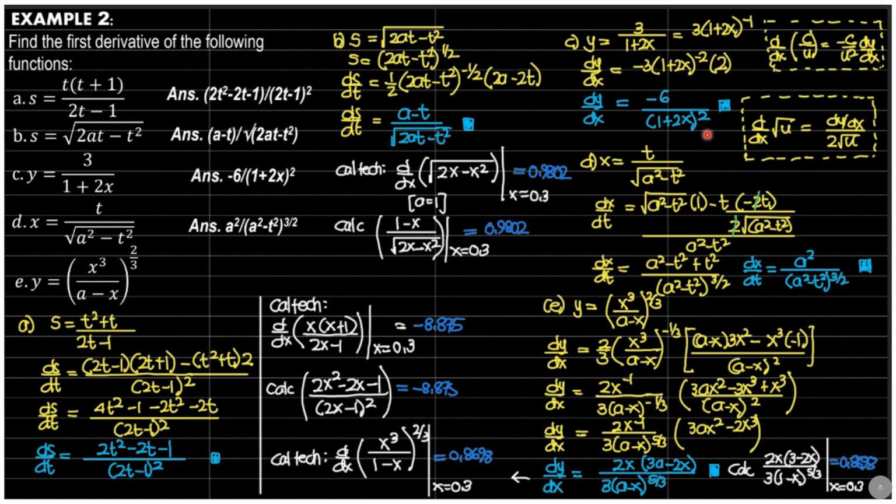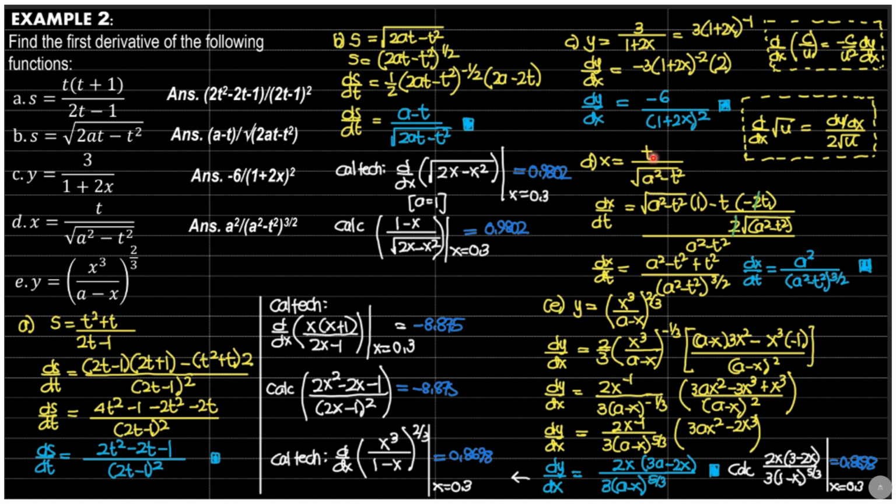Then we have over 1 plus 2x quantity squared. This is the guide for square root of u. Letter D, x is t over square root of a squared minus t squared. This time, I'll just present the proper solution, the conventional solution for the calculator technique. We have examples for calculator techniques here. Then if you want to apply the technique, then just do it by yourselves.